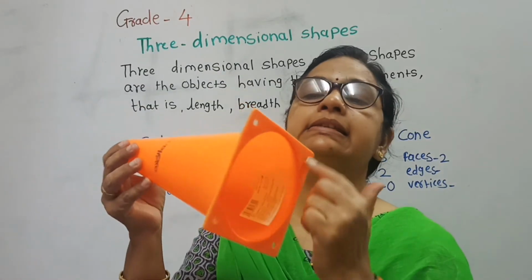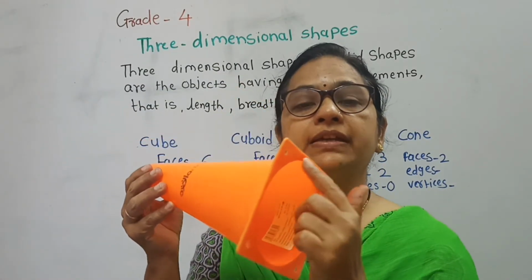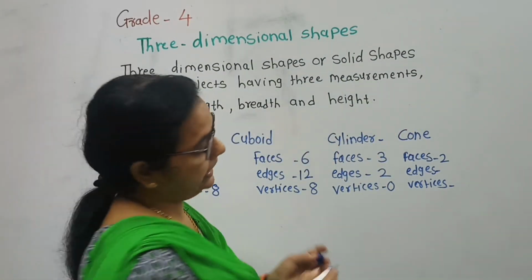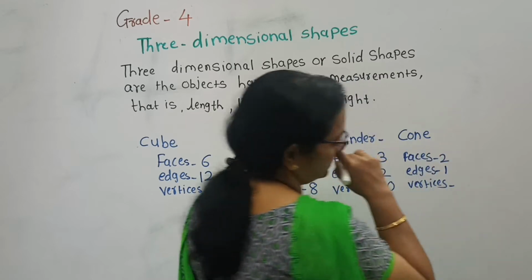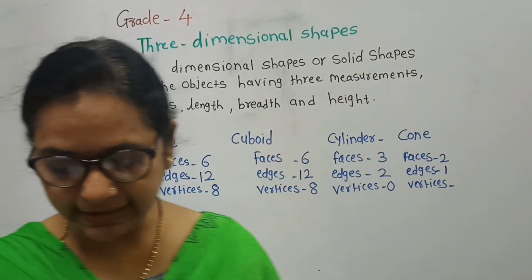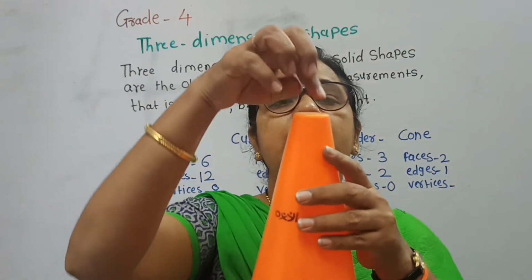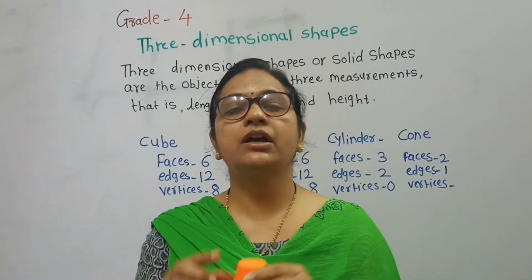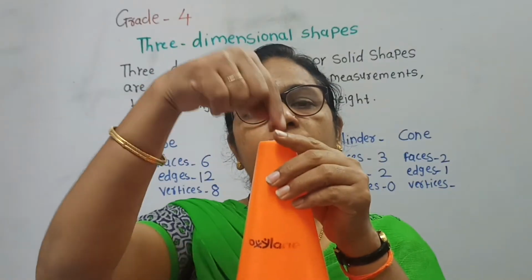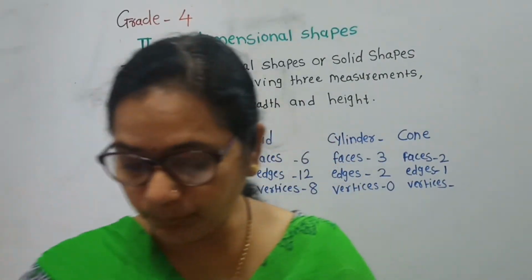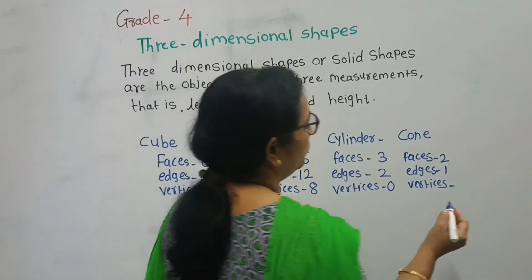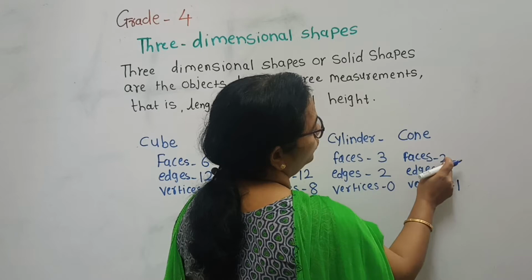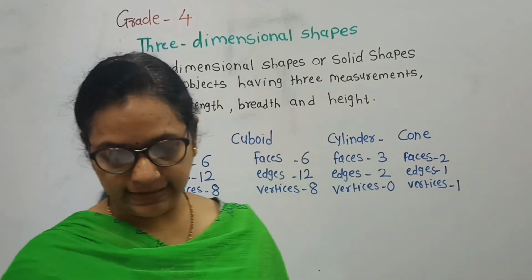See here, this curved surface starts from here and ends here. So a cone has one edge. Okay. And vertex. Yes. This upside point, children, you see the birthday cap, yes, or ice cream cone, one upside point, it's called the vertex. So a cone has one vertex, 2 faces and 1 edge.